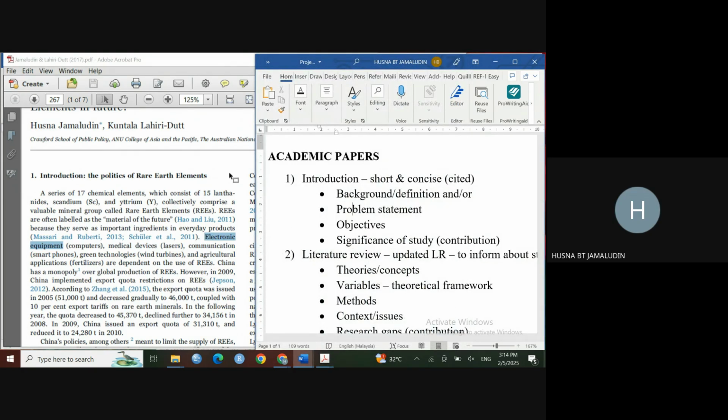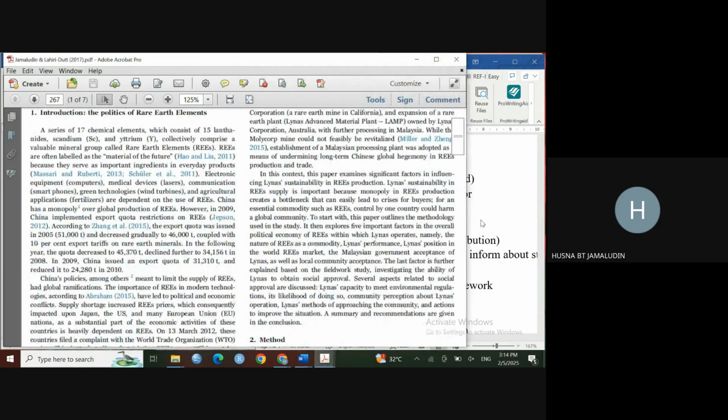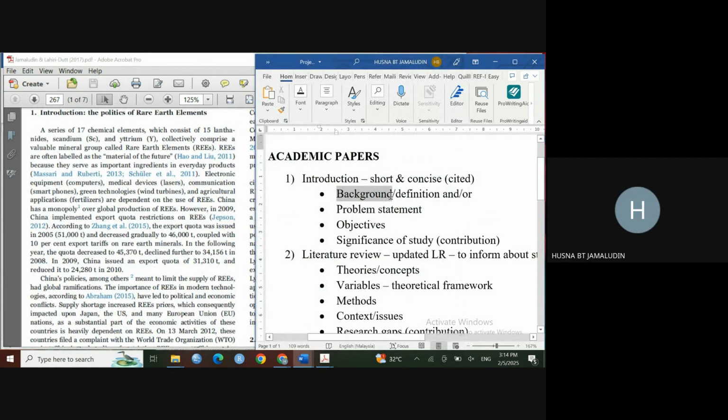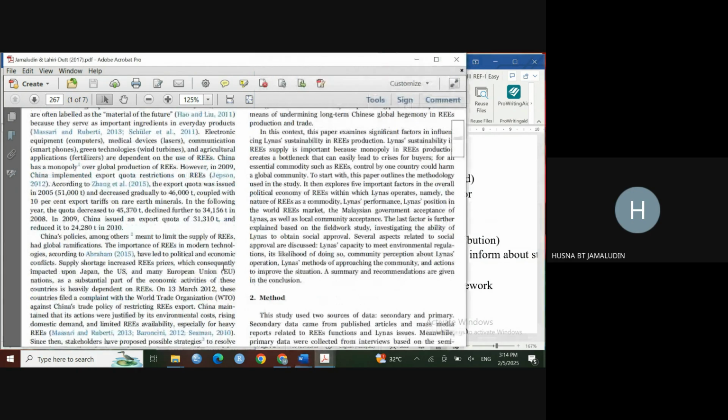Okay, and then I also have a background of this rare earth element. I mentioned, okay, so what is the background? So we have China's policy. Basically, they are trying to limit the supply of this rare earth element. So what happened? There is chaos, conflict here and there because rare earth elements are a significant component that is used in many technological devices and so on. So when you start putting a limit, the whole world will become chaos.